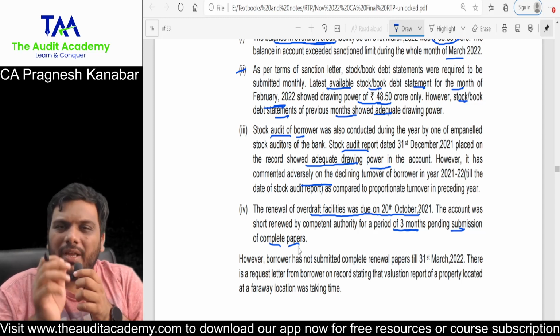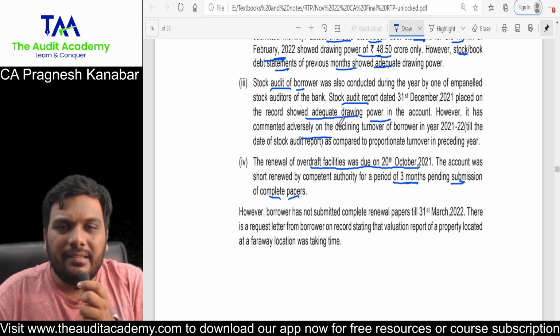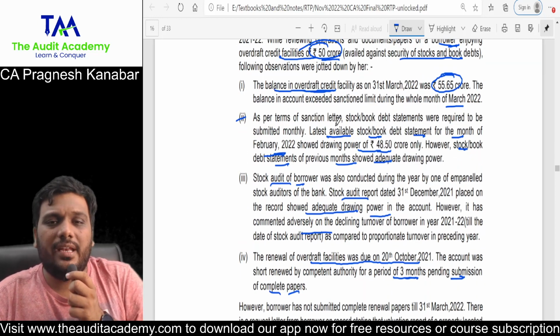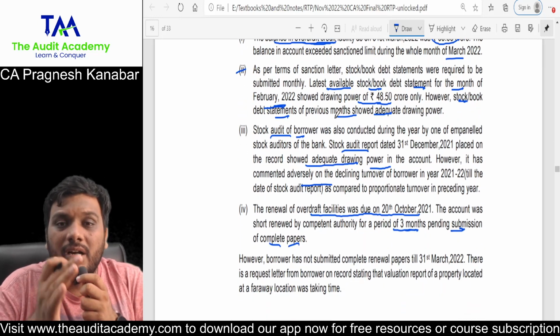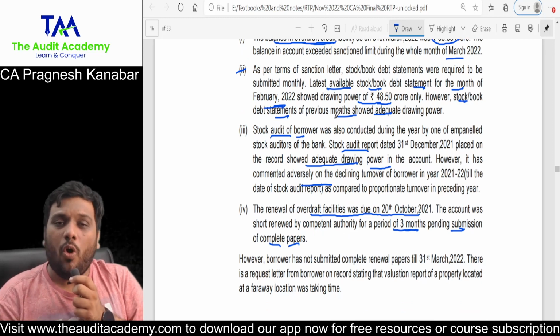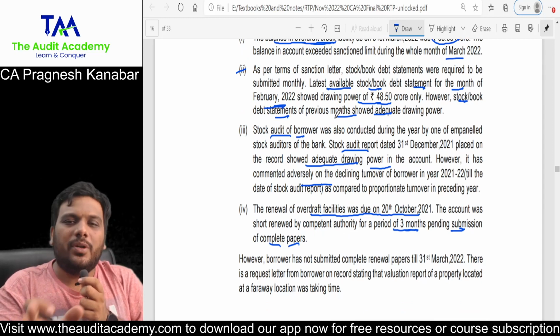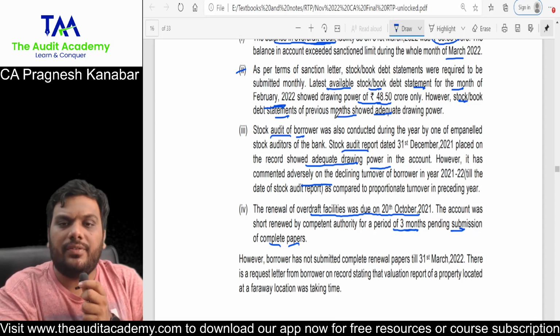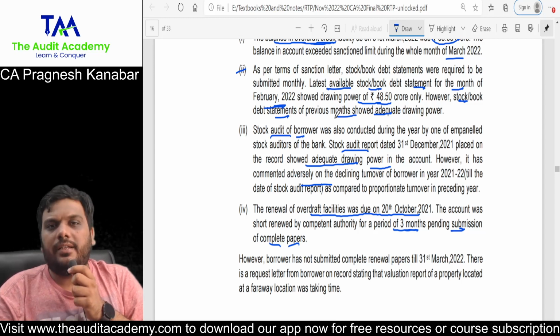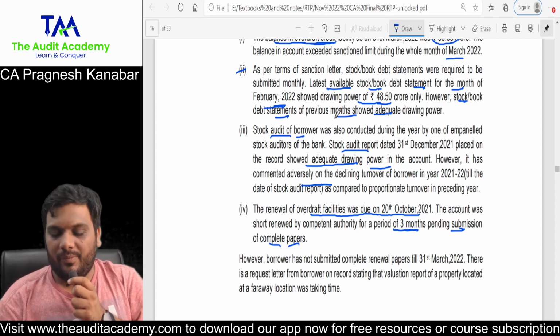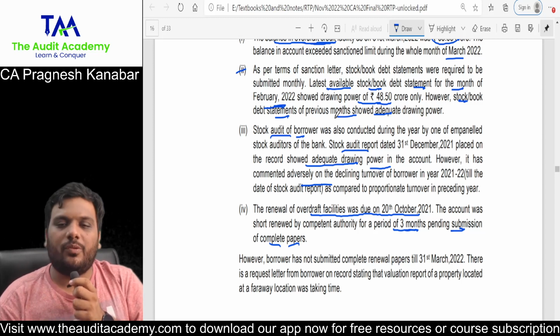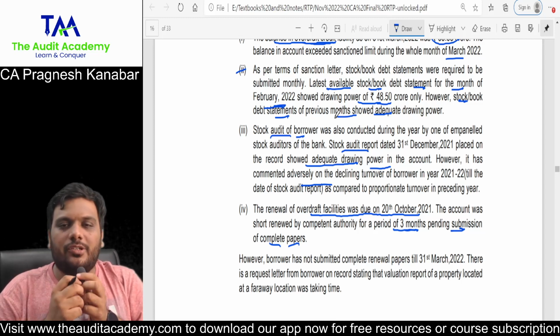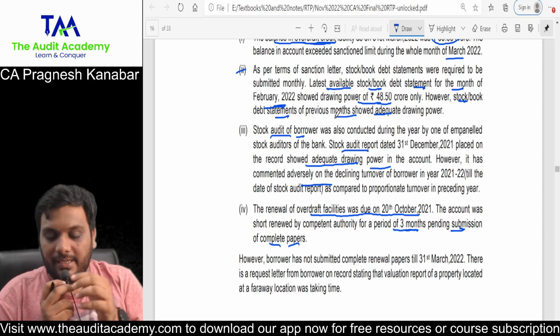So we understand that there is nothing over here which can conclude that this account is NPA. Although there are some deficiencies, those are temporary deficiencies. There is no concrete data which can help us to conclude that this account is NPA. But it was a very, very good question. I've tried to cover it in short over here, but this is a detailed discussion.